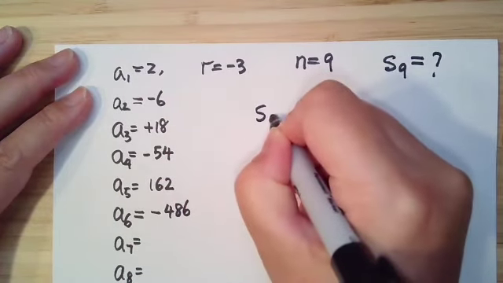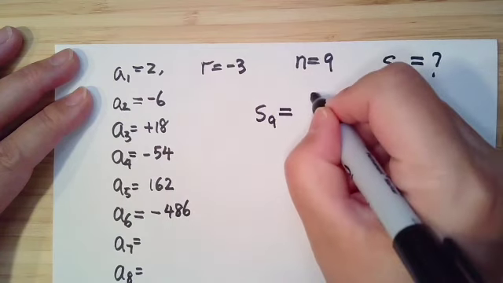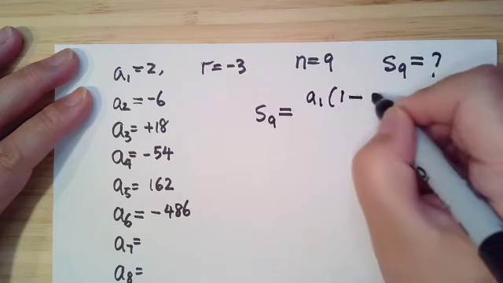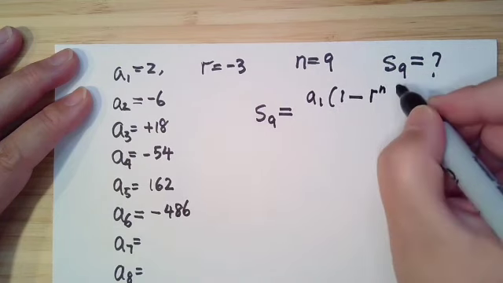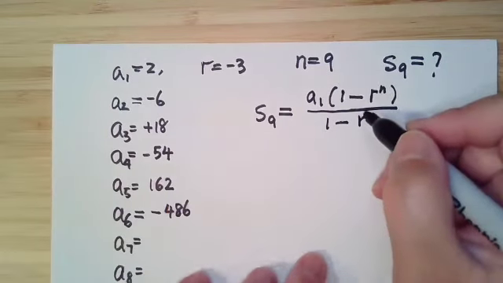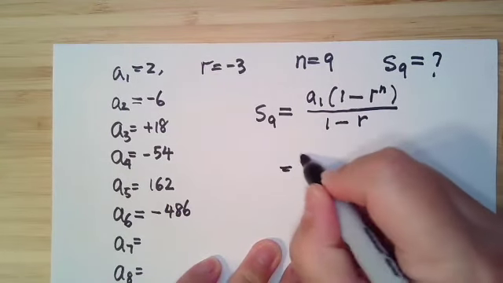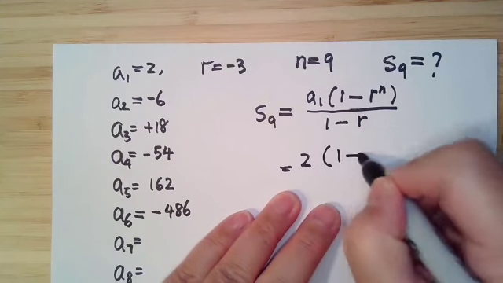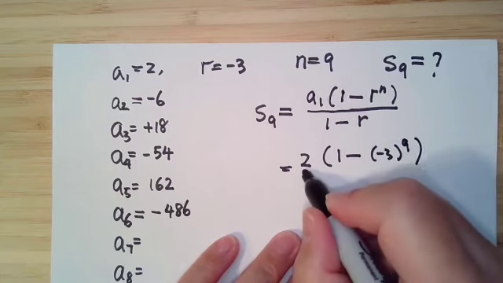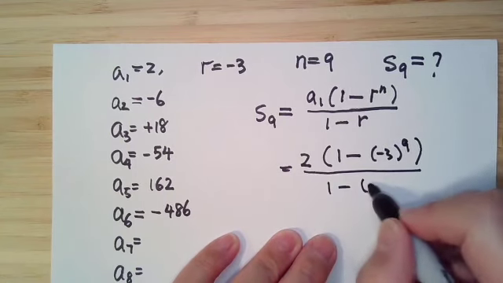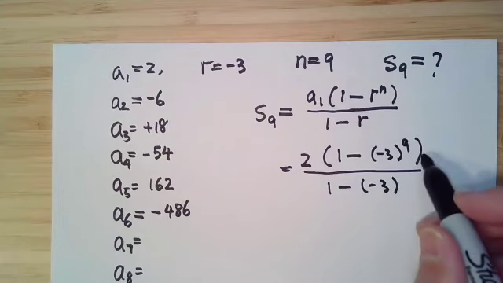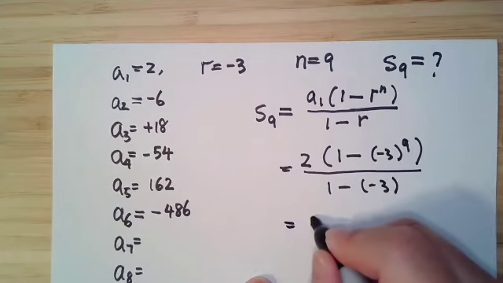Or I can use the formula S of 9 equals a1 times 1 minus r to the n, over 1 minus r. We plug in, we know everything. We know a1. a1 is 2, r is -3, and n is 9, and the denominator is 1 minus -3, right? Okay, so what is -3 to the 9th power?